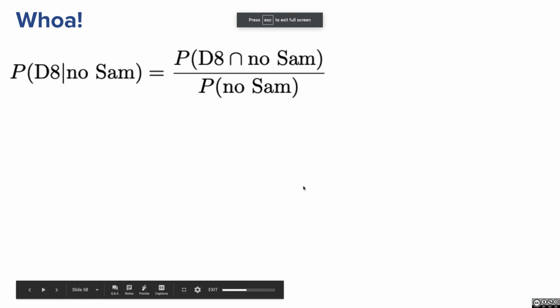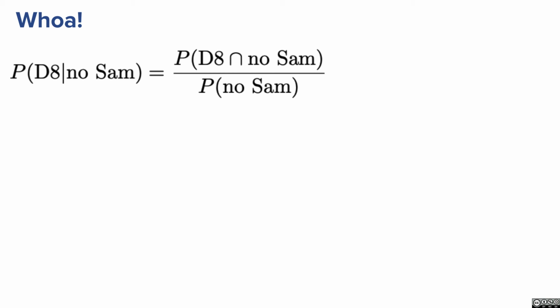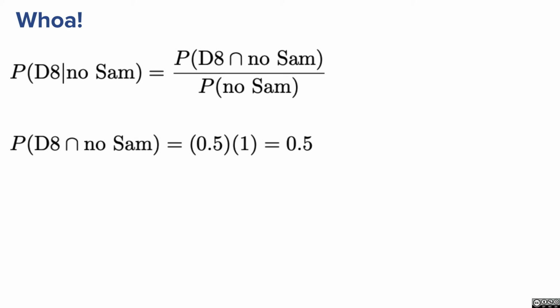All right, okay, cool. To find the probability of picking D8, given that my sample did not contain Sam, I apply Bayes' rule. Bayes' rule says that the probability of the left-hand side is equal to the probability of picking D8 and no Sam over the probability of picking no Sam at all from anywhere. We can calculate the numerator and the denominator separately. The numerator is the probability of picking D8 and picking no Sam. The probability of picking D8 is 0.5 because you're flipping a fair coin, and the probability of picking no Sam is 1 because D8 does not contain any Sams.